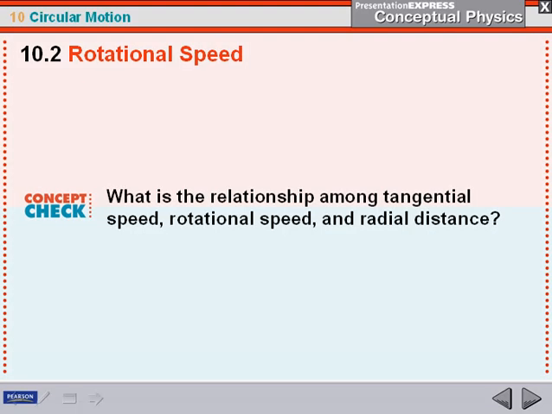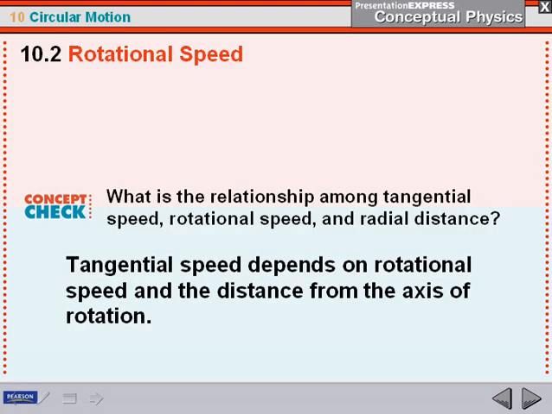So what is the relationship among tangential speed, rotational speed, and radial distance? Tangential speed depends on the rotational speed and the distance from the axis of rotation.